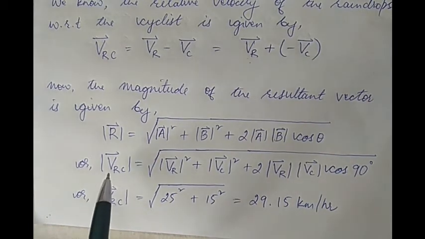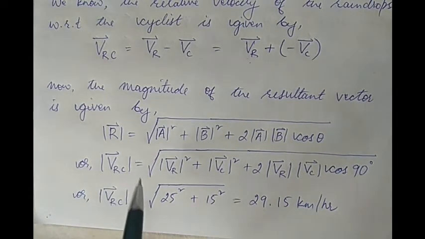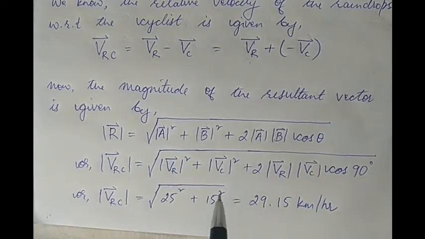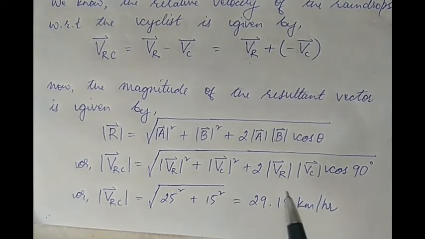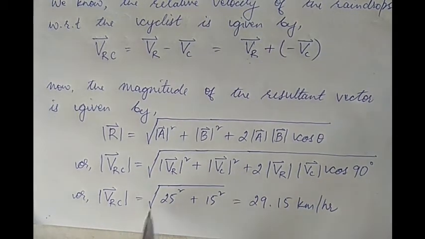So magnitude of VRC is given by square root of VR squared plus VC squared plus 2 VR VC into cos of 90 degrees, because the angle between the velocity of the raindrops and the velocity of the cyclist is 90 degrees. So modulus of VRC is square root of 25 squared plus 15 squared, and the third term is 0 because cos 90 degrees is 0. So this thing comes out to be 29.15 kilometers per hour.